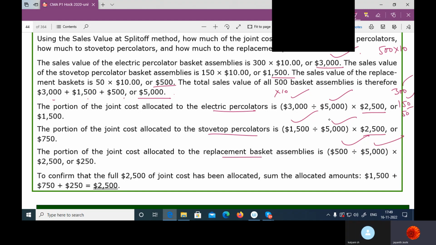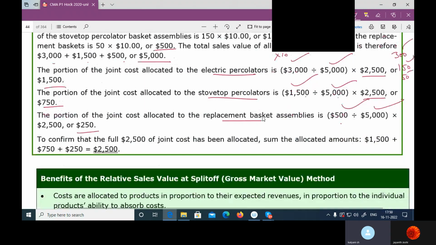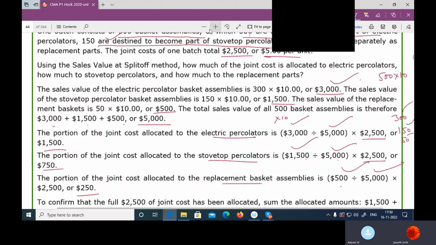Into 2,500. Then 1,500 by 5,000 into 2,500. Then 500 by 5,000 into 2,500. We get different costs: 1,500, 750, 250. So the joint cost has been apportioned into these three parts or not? Yes, sir. This is one of the methods of allocation of joint cost. Please go through this.